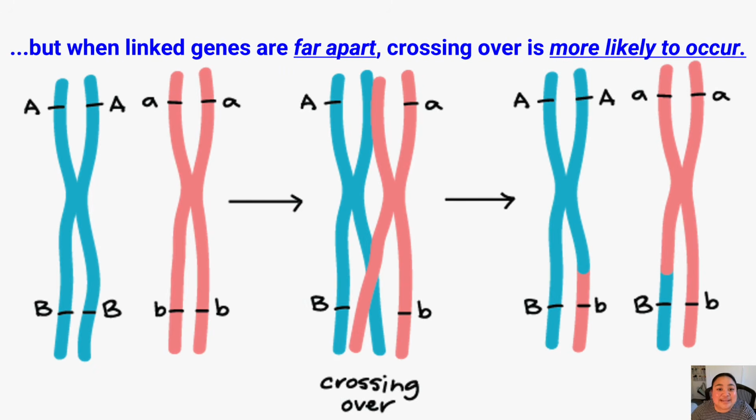But when linked genes are far apart, crossing over is more likely to occur. In this case, genes A and B are still linked because they're still on the same chromosome, but the distance between the two genes is so long that the chance of a chiasma forming between gene A and gene B is now much higher. The further apart the linked genes are, the more likely crossing over will happen and the more likely recombinants will form.